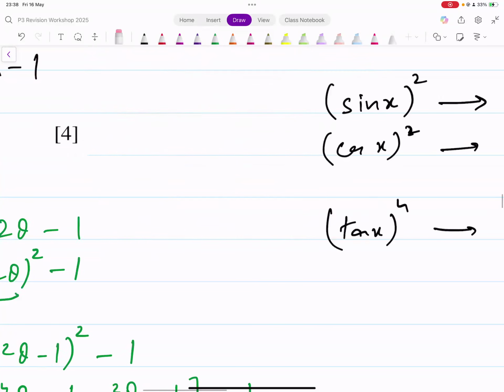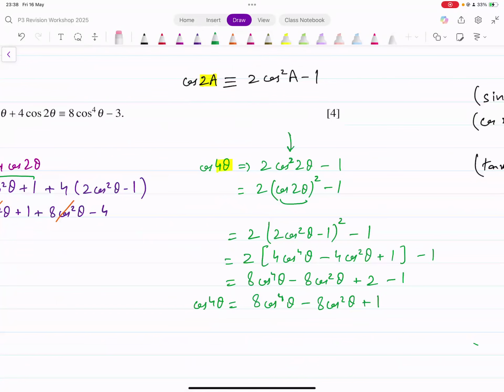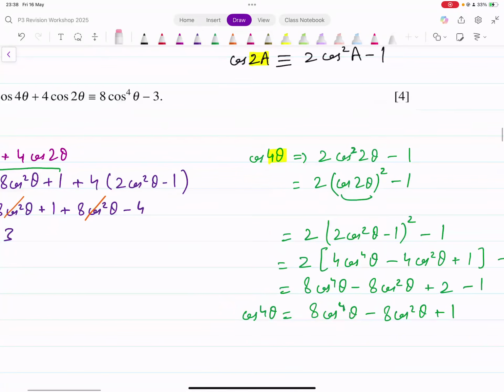So when you have cos square 2 theta here, what does that really mean? Cos square 2 theta basically means it's cos 2 theta whole square, right? So we have a whole square like that. And now you can expand cos 2 theta using the double angle identity for cos again.